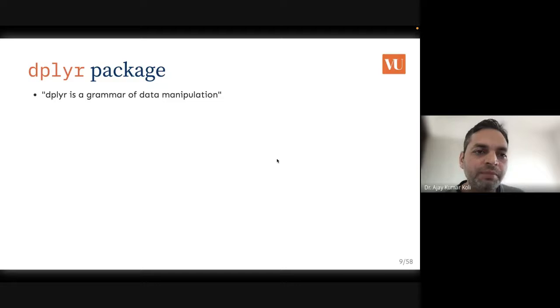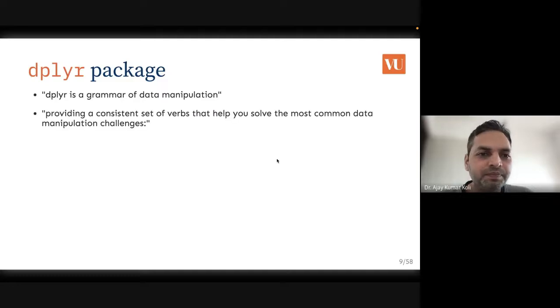So the dplyr package is a grammar of data manipulation. Again, we have systematic rules. Everything has a logic for why that particular function is set. Like in ggplot, we have the grammar of graphics; gg means grammar of graphics. So dplyr is a grammar of data manipulation.